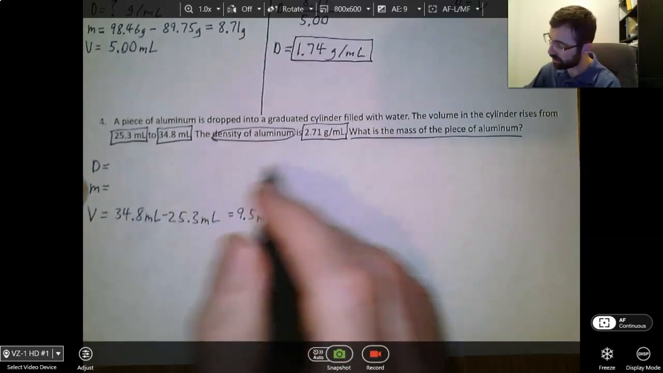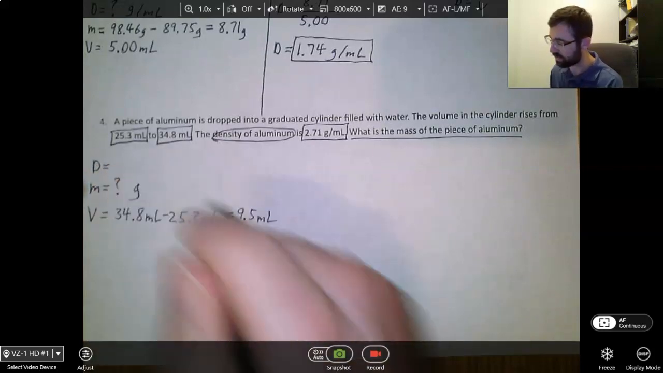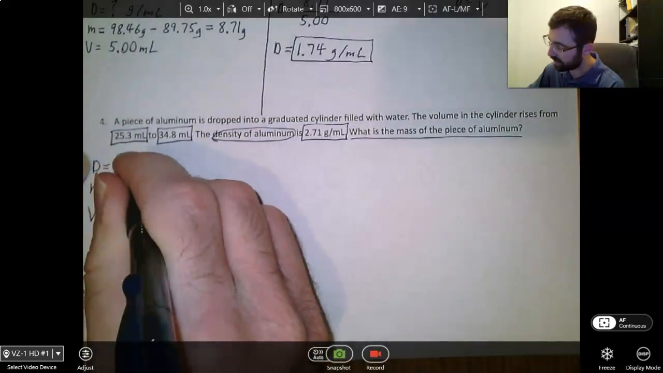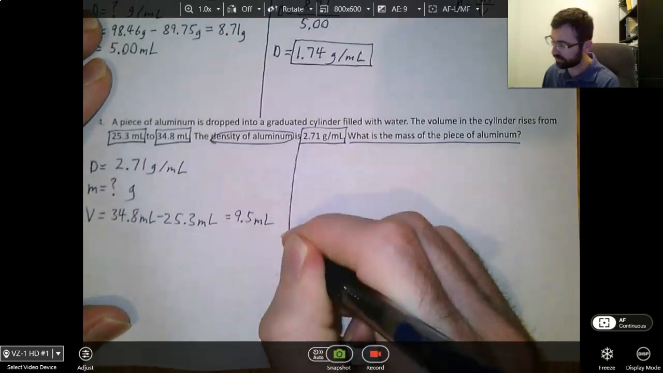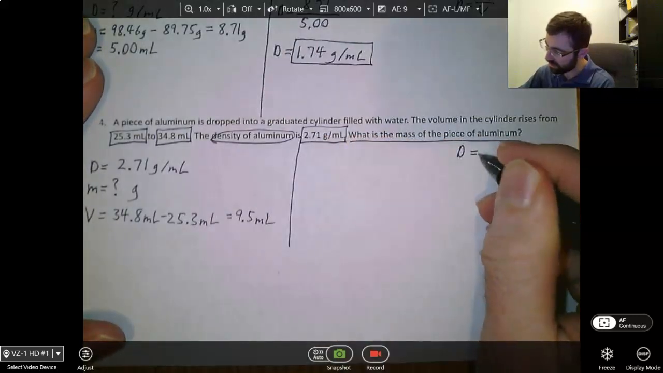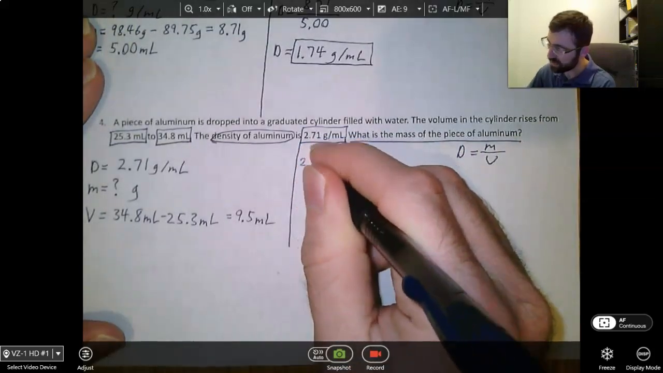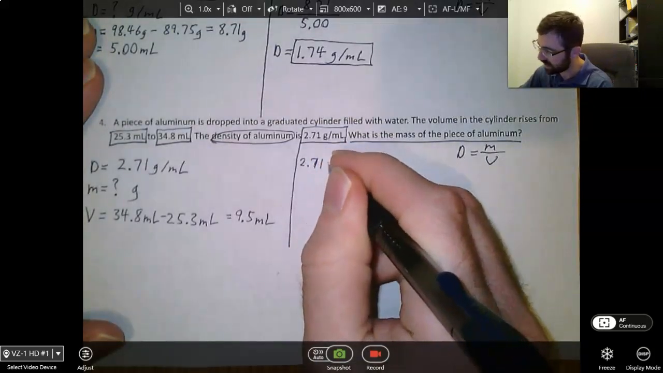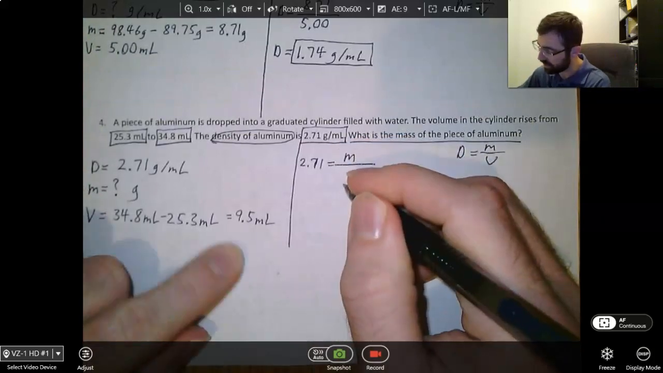Okay, then we get to mass. Mass is what I'm looking for. What is the number of grams I'm going to end up with? And then density is 2.71 grams per milliliter. Draw our line, and then we're going to plug it into our equation. D equals M over V. 2.71 is density, equals, M is my unknown, so I'm just going to write M at the top, over, and our volume is 9.5.